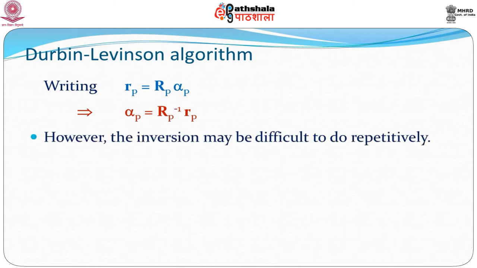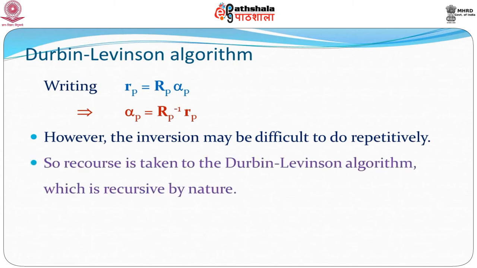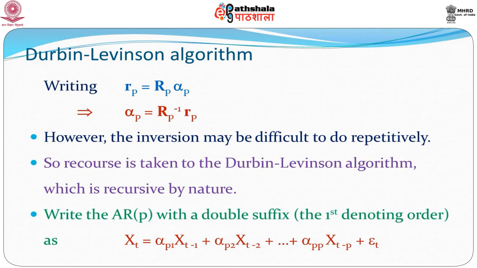Now very often what happens is that this inversion may be difficult, because if you have to check for all p, and p is reasonably large, then you have to do these inversions several times. So there is a very nice algorithm by Durbin and Levinson which allows us to circumvent this problem. Let's see how we can use the Durbin-Levinson algorithm, which is recursive by nature, to solve the problem. To do that, we'll make a small change. We'll write the AR(p) model with a double suffix, the first one denoting the order of the process. So xt is alpha p 1 xt minus 1, etcetera, alpha p p xt minus p. The first suffix tells us that the parameter is from an AR(p) model.